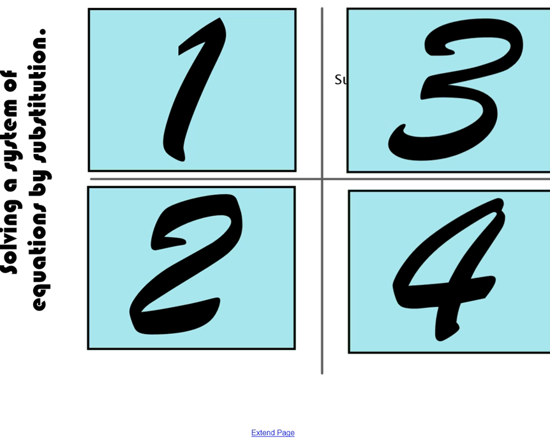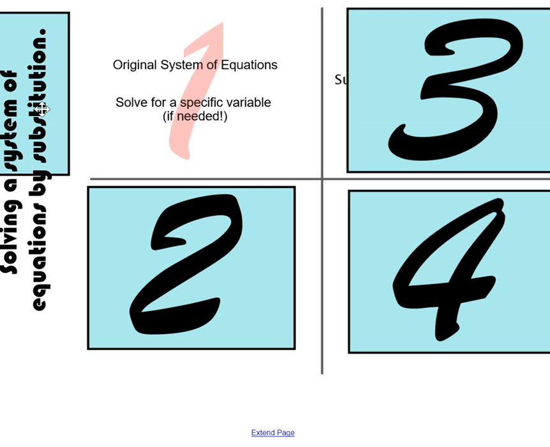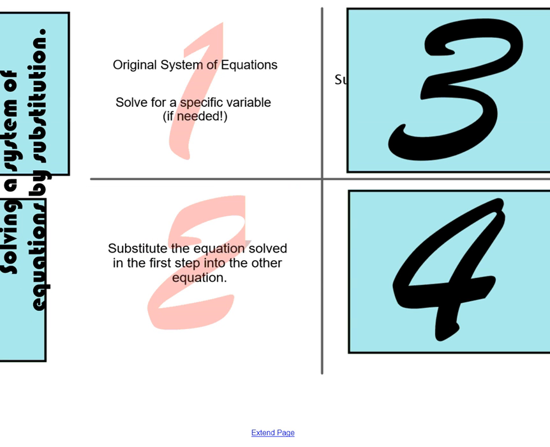There are 4 steps in order to be able to solve an equation using substitution. In the upper left-hand corner, you want to make sure to have your original system of equations. This is the spot where you would get a variable by itself if you have to. After you've completed step 1, you're going to move on to step 2, which is to substitute the equation solved in the first step into the other equation.